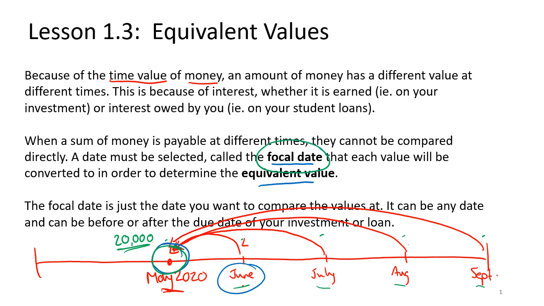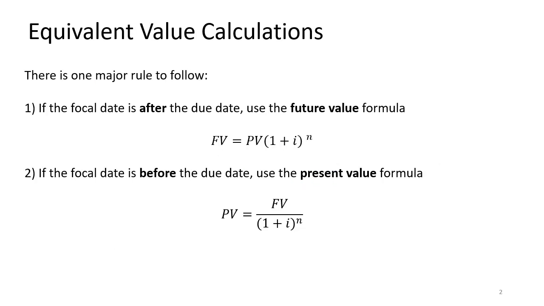All right, so let's take a look and review some of the formulas. The two formulas that we learned were present value and future value, converting from one to the other. And the present value was just a manipulation of the future value formula. You can see that the 1 plus i to the exponent n is in the denominator, with the future value being divided by it. So if this focal date is after the due date, or after the date that the loan's due, you have to use the future value.